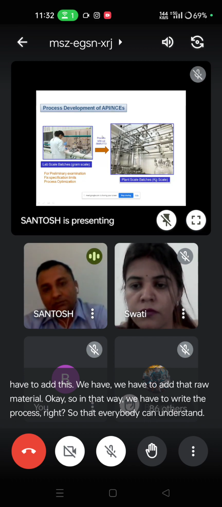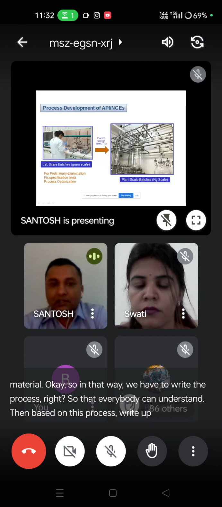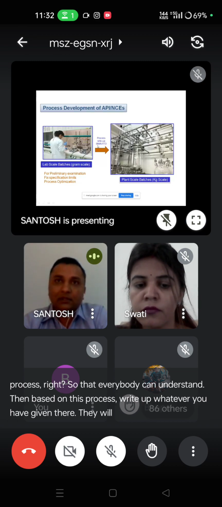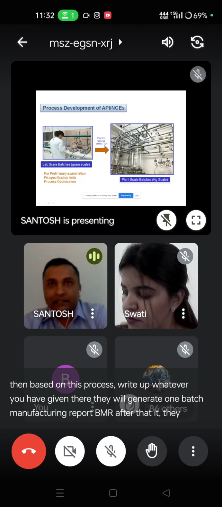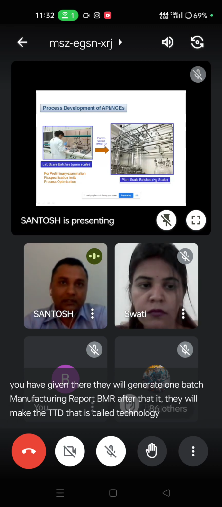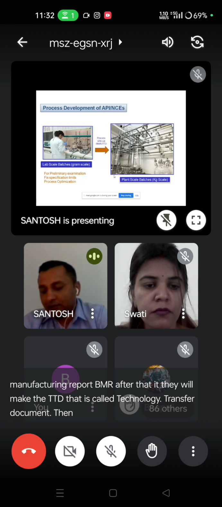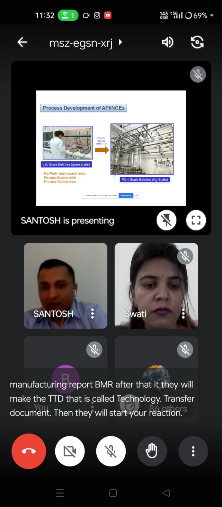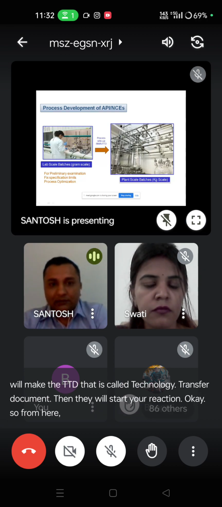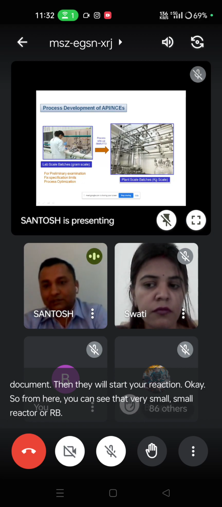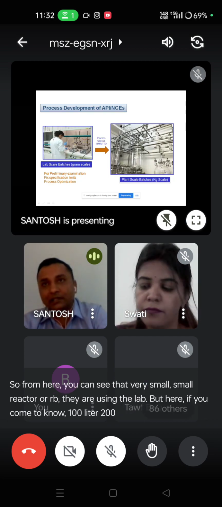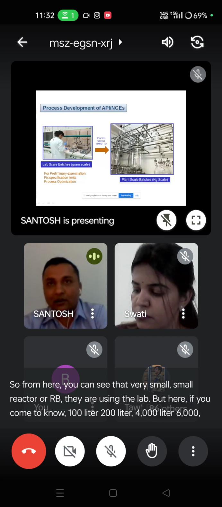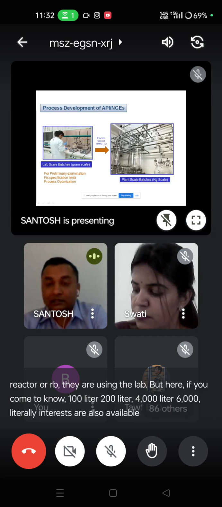Then based on this process write-up, whatever you have given, they will generate one batch manufacturing report, BMR. After that, they will make your TTD, that is called technology transfer document. Then they will start your reaction. So from here you can see that very small reactors or RBs they are using in the lab. But here 100 liter, 200 liter, 4,000 liter, 6,000 liter reactors are also available in the pilot plant stage.